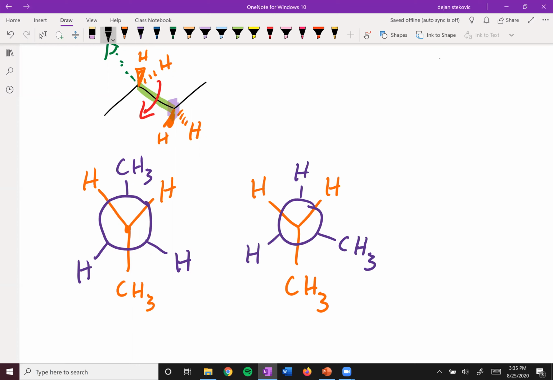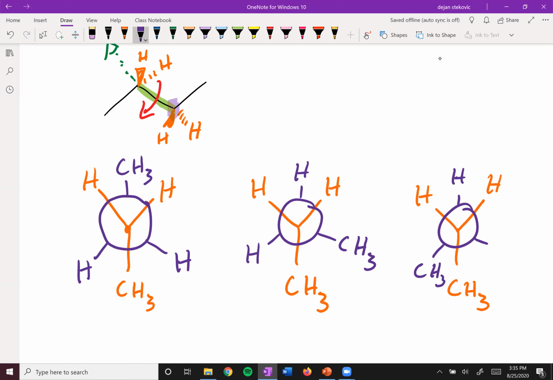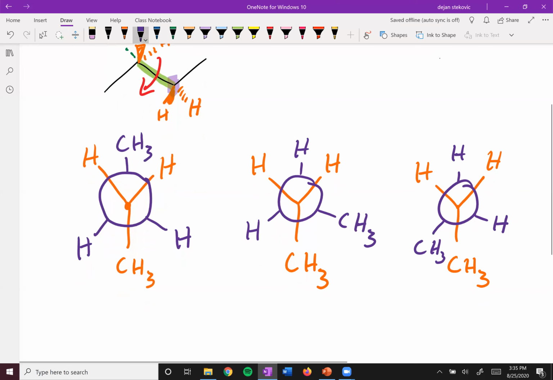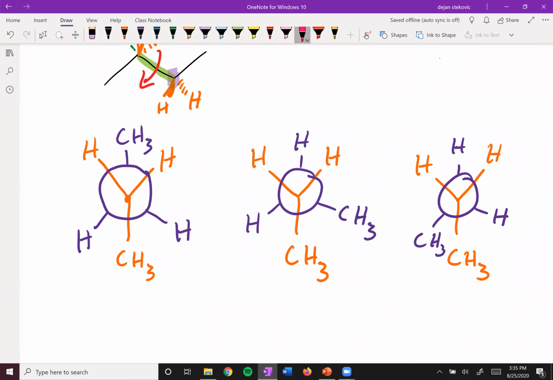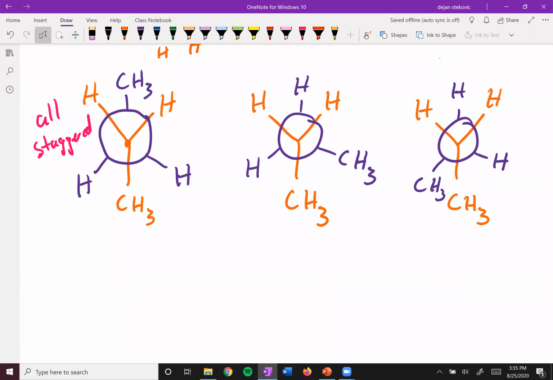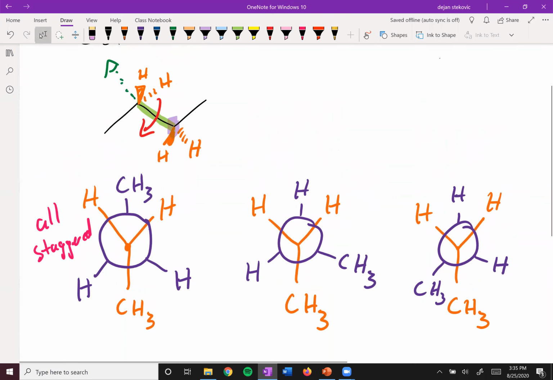And then we could continue to rotate it. And these would be the 3 staggered conformers, right? So these are all staggered. And so with ethane, we saw that all the staggered conformers had the same energy, but now we have different substituents. And so now these don't all have the same energy, right?